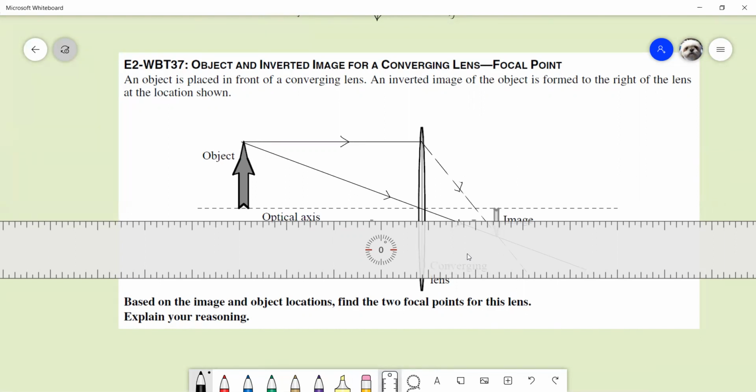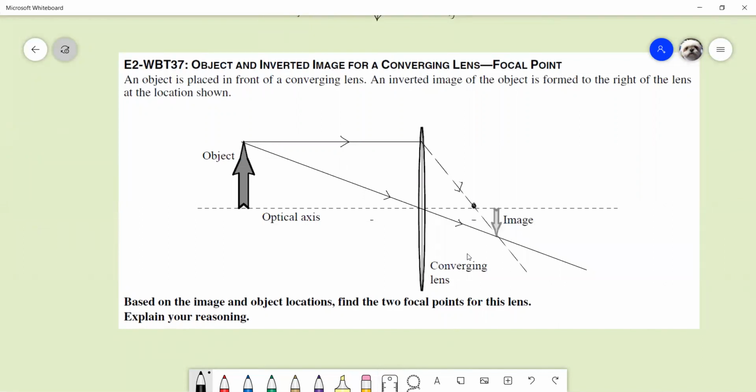Now my ruler here, I cannot draw anything. So here, right? The focal point right here. You got it? Now this type of problem is more like a reverse engineer. I give you the result and I ask you to find the cause, right? Something like that. Good?